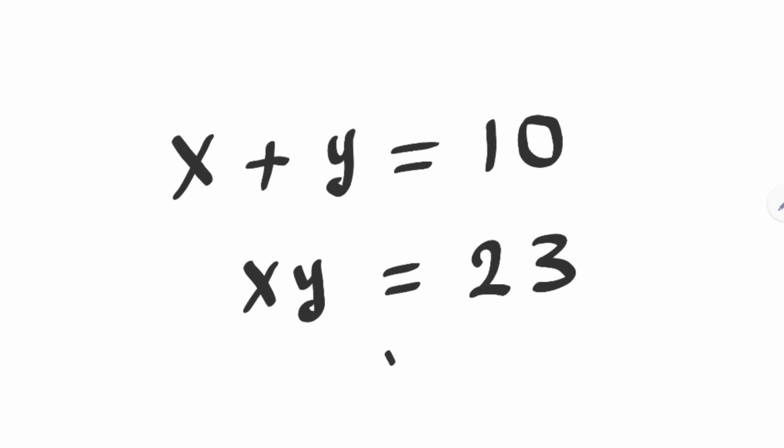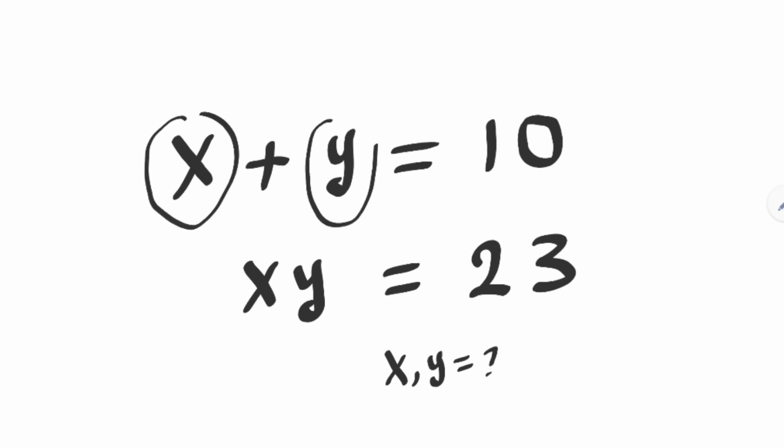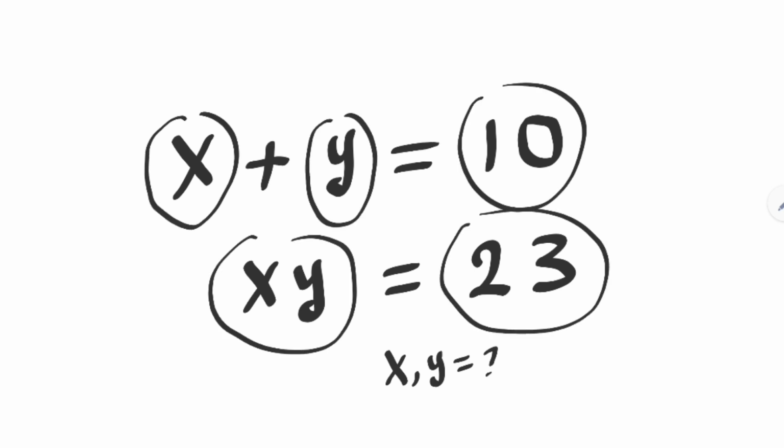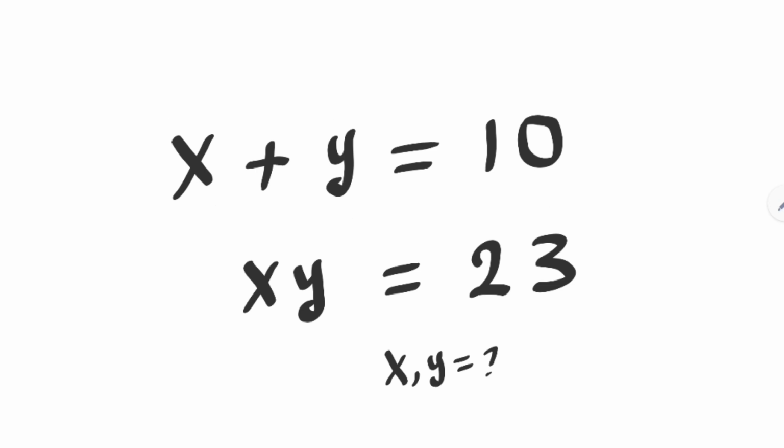Let us solve for x and y, given x plus y is equal to 10, xy is equal to 23. Here, x plus y is equal to 10. Let us call this equation 1. xy is equal to 23. Let us call this equation 2.